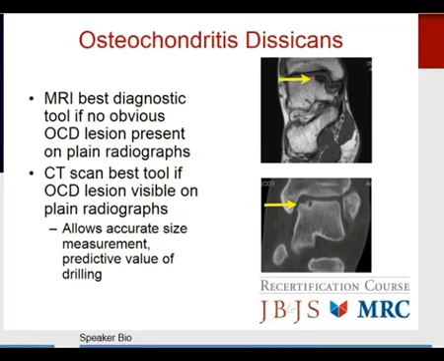Osteochondritis dissecans, your best tool for imaging if you see nothing on your x-ray is an MRI. But if you see a lesion present on your plain x-ray, get a CT scan. The CT scan allows us to accurately measure the size of the lesion, and with that information, we can give the patient predictive value on how well they're going to do.